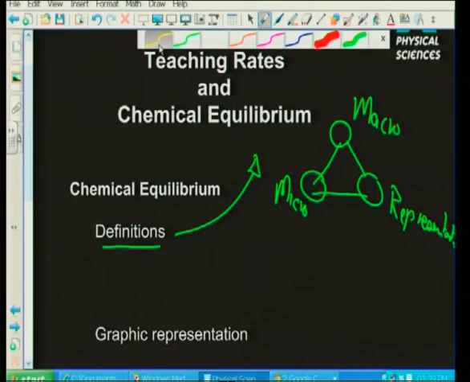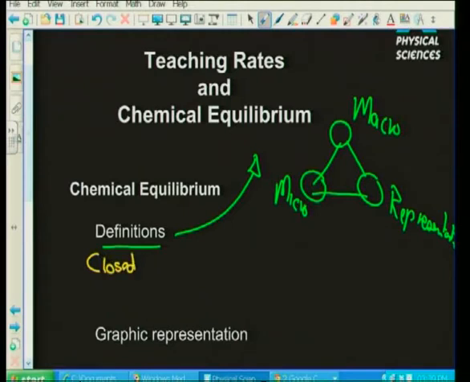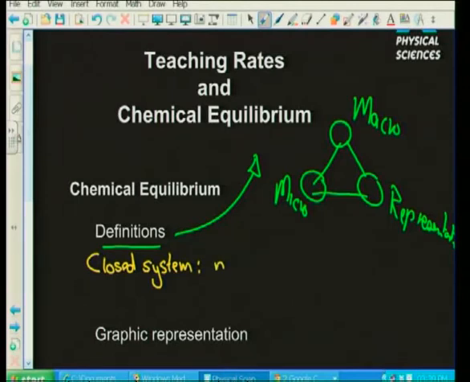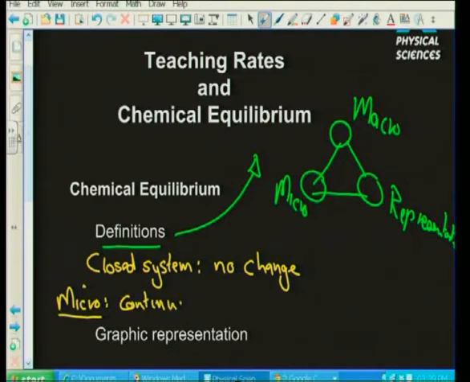So from a macroscopic perspective, if we have a closed system, that means we have a certain mass of substance and it's bounded in a container. Conditions are constant, same temperature, same pressure. What's happening? What are the processes happening? What will you observe? At a macroscopic level, you will observe no change. However, at a microscopic level, and I want to emphasize this, at a microscopic level, you will observe continual change.